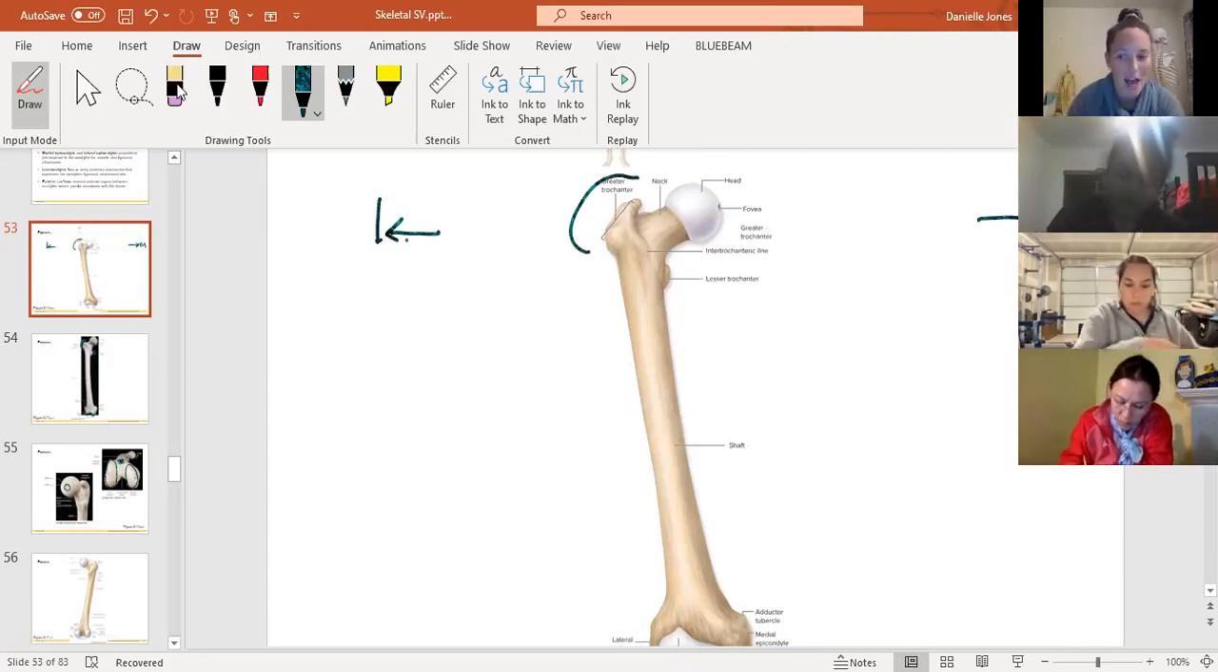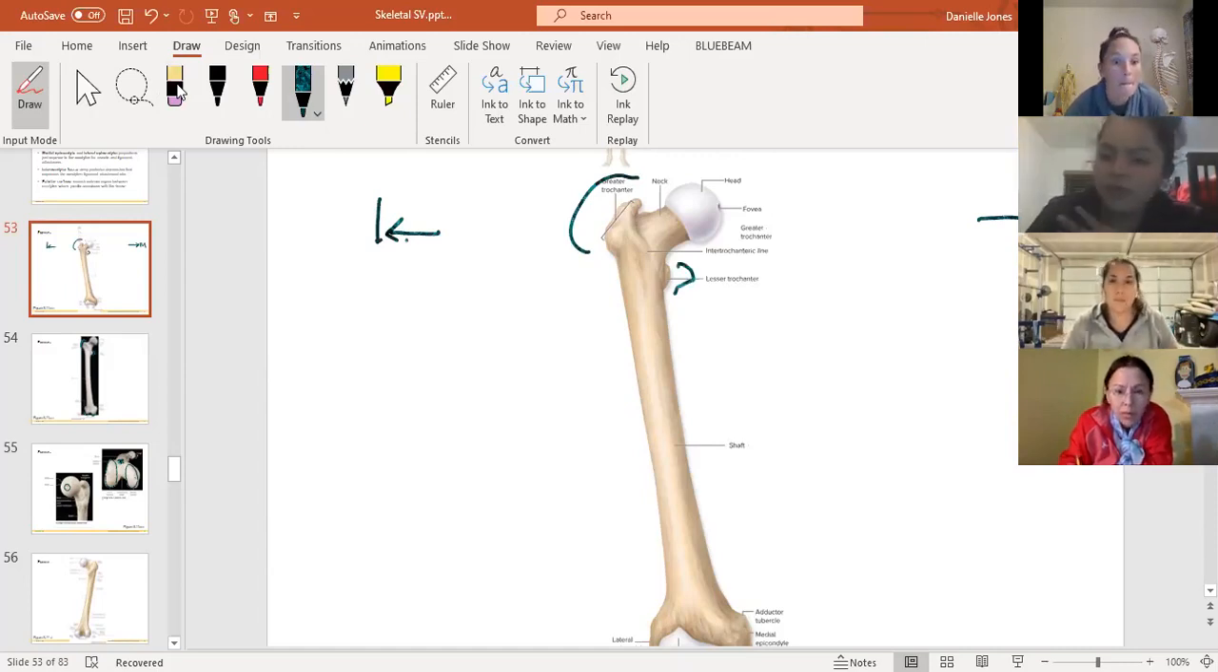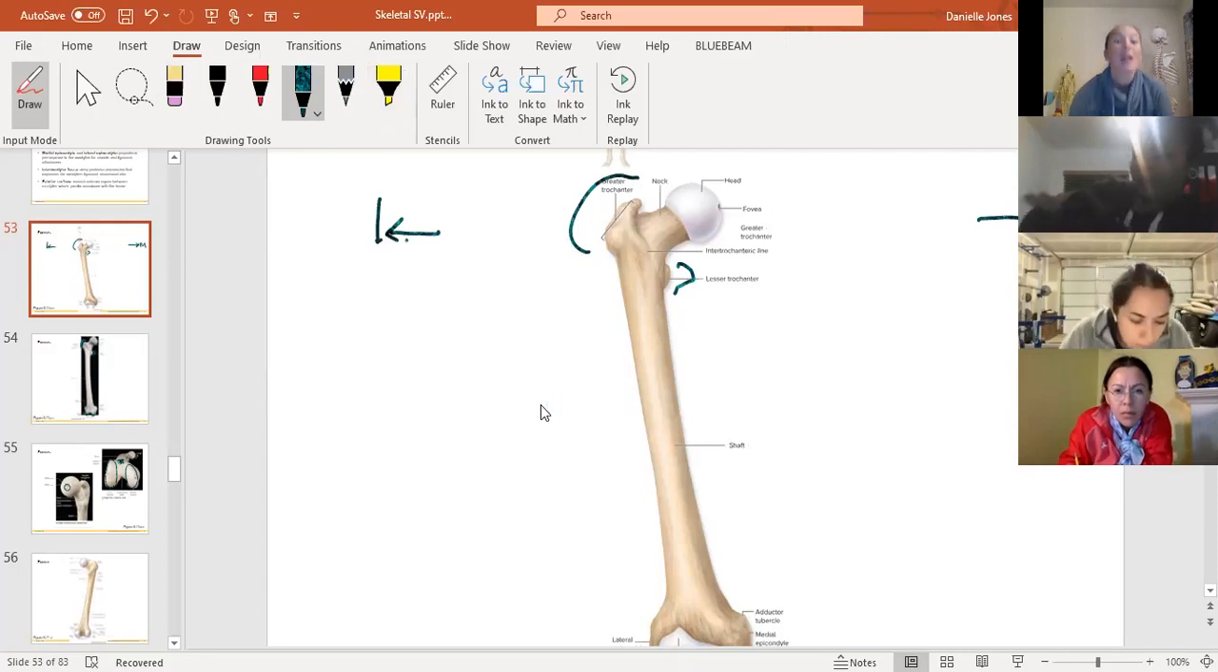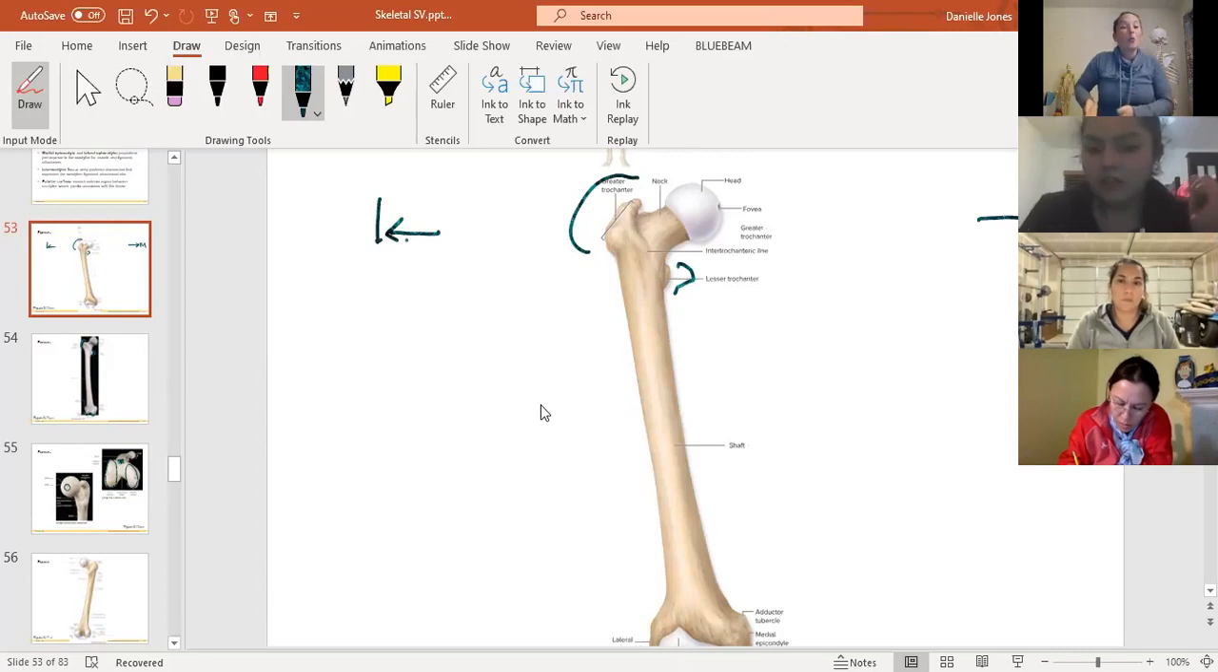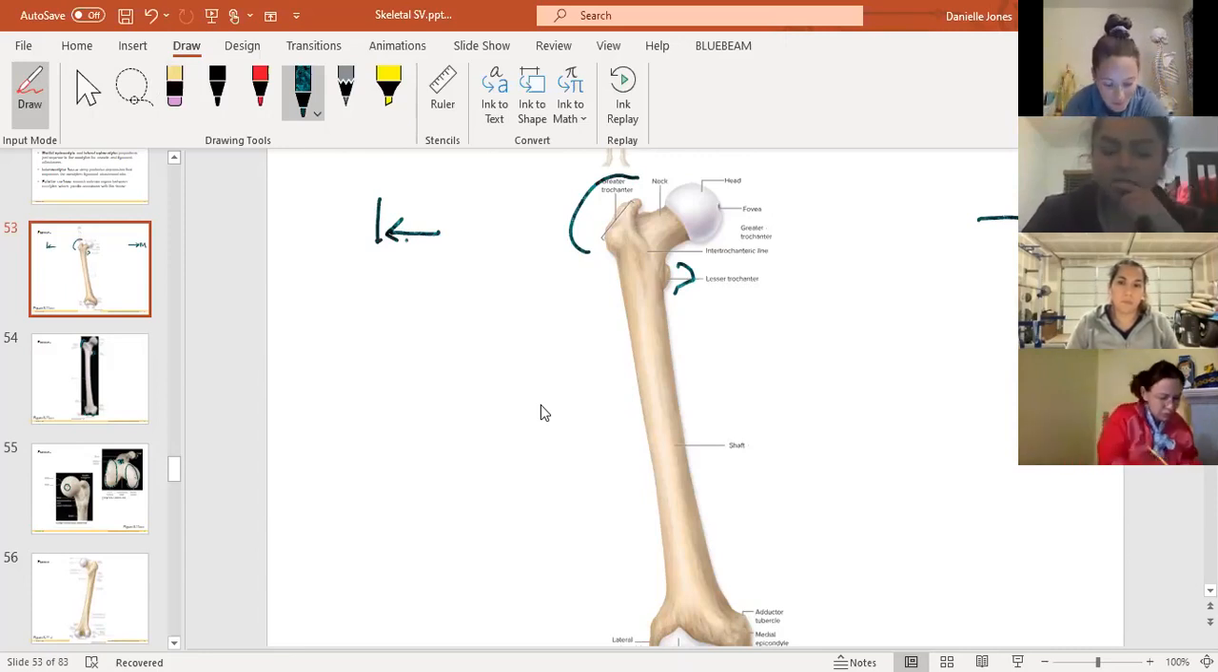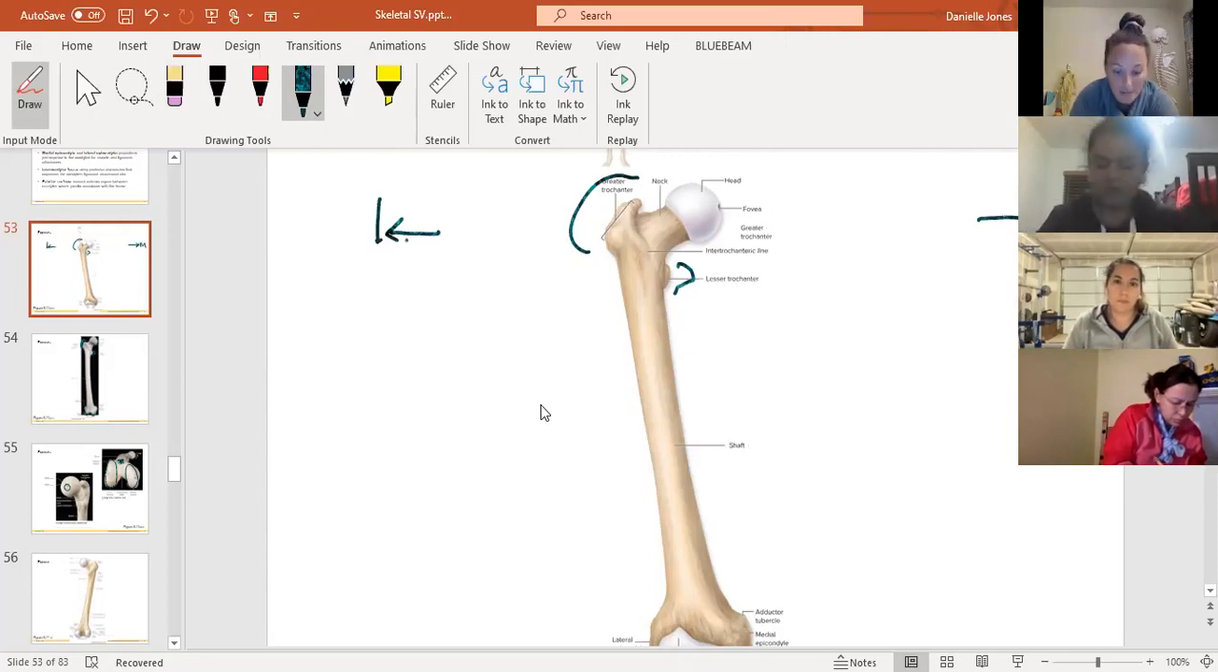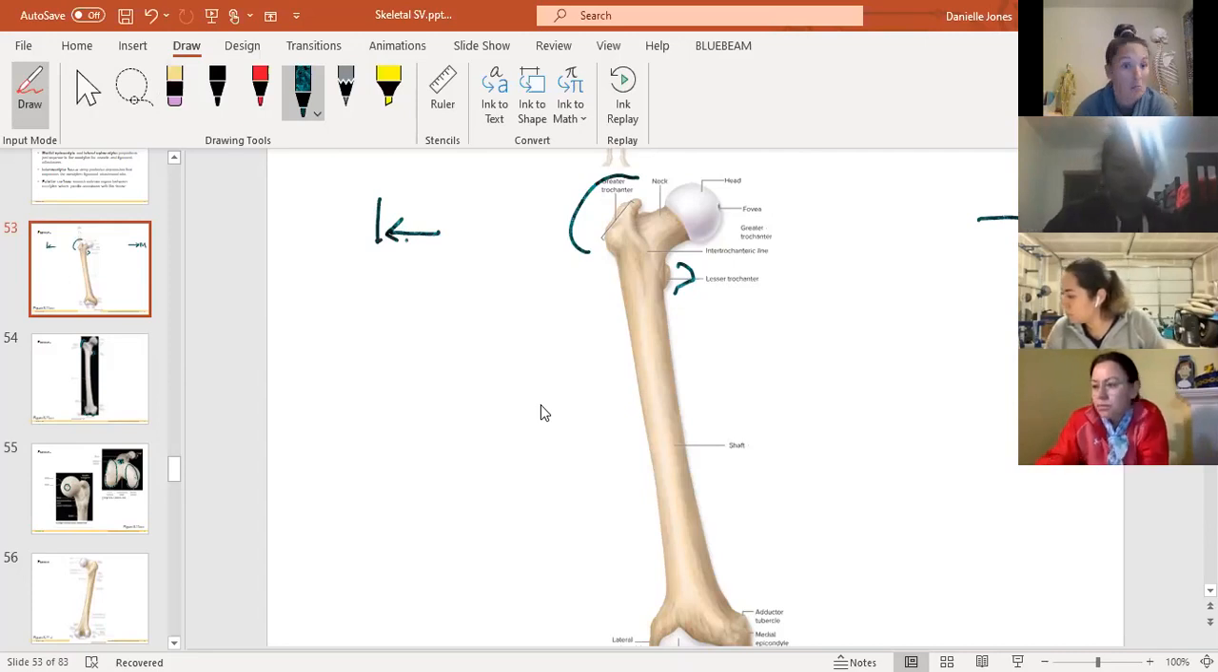If you have a greater, you have a lesser. Here's that lesser trochanter. Greater trochanter, lesser trochanter. The greater tubercle is at the top on the lateral side of the humerus, just like the greater trochanter is on the proximal side of the femur, but on the lateral side. Okay, going down the list, we already did the head and the neck.